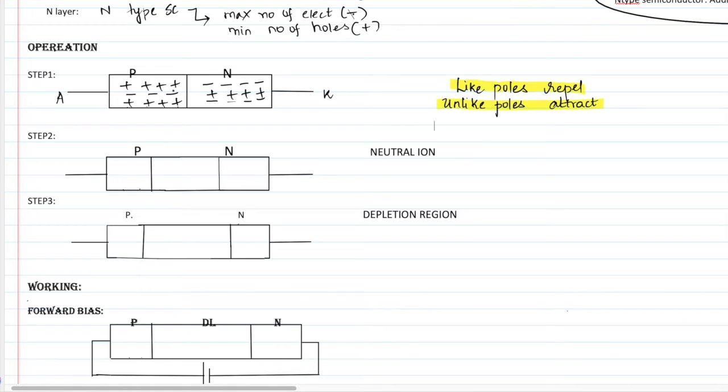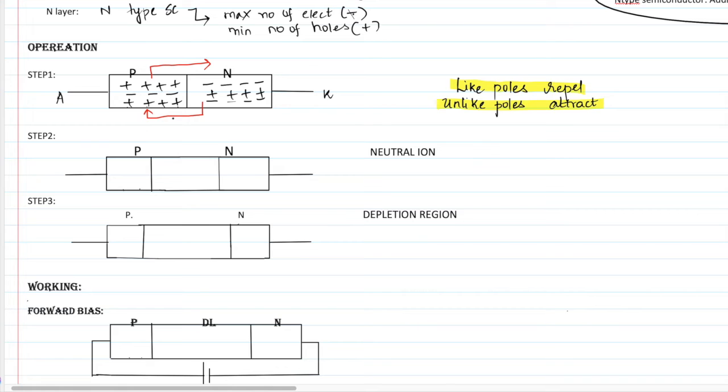Okay, so here I'll just speak about majority charge carriers. Here majority charge carriers are holes and here it is electrons. Both are opposite in charges, so they will try to attract each other. What happens is that the holes from p layer will try to move towards n layer, and electrons from n layer will try to move to p layer. And similarly, holes from n will move to p, and electrons will try to move to n. So like this, opposite poles will try to move towards each other.